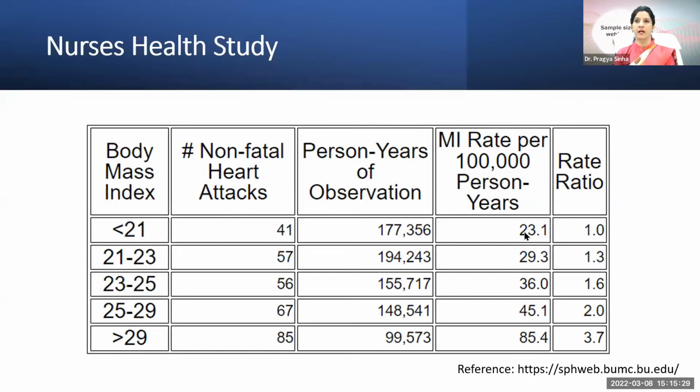You can see that as the BMI is increasing, the rate of MI, the incidence rate, which we define per person-year, is increasing. It is highest in case of more than 29 BMI. And you can see the rate ratio also. The reference point for all these rate ratios is the lean one, less than 21. Then 1.3, 1.6, 2 and 3.7: all these rate ratios are with respect to the lean group, less than 21, which is the reference point. So we calculate the incidence rate and the rate ratio in case of a cohort study.